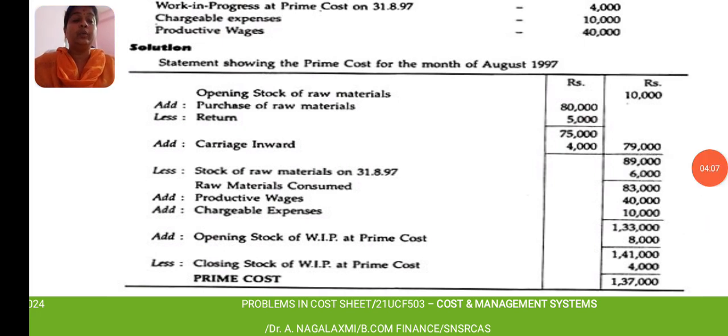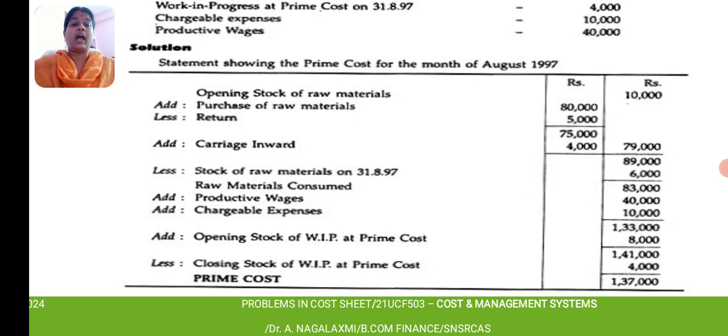Next we have to less the raw material on 31/8/97, that is, the closing raw material is to be reduced. So 79,000 plus 10,000, that is 89,000, minus closing stock of raw material 6,000, we get 83,000. That 83,000 is none other than raw materials consumed. As direct material is not given directly in the sum, we calculated the raw material consumed.